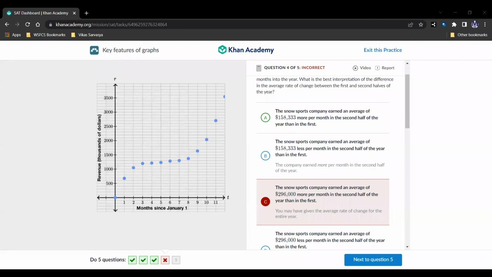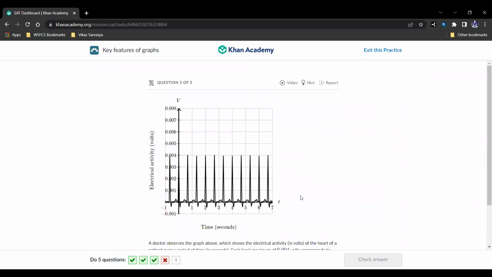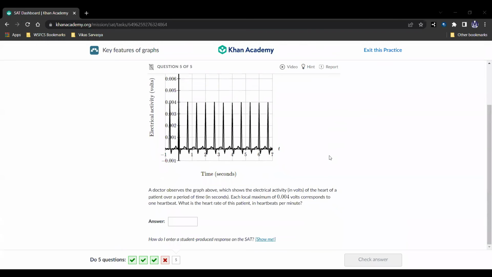Let's move on to the next question. All right, question number 5, here we are. Electrical activity in volts versus time in seconds. What do we have here? A doctor observes the graph above, which shows the electrical activity in volts of the heart of a patient over a period of time in seconds. Each local maximum of 0.04 volts corresponds to 1 heartbeat. What is the heart rate of this patient in heartbeats per minute? Well, let's see.